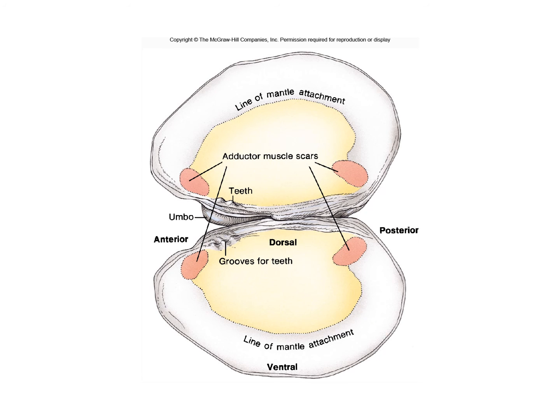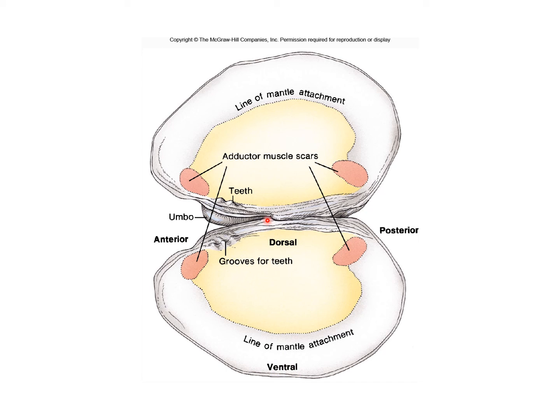So this is a diagram of a bivalve that's open, and we can see the two valves. We can also see the line of the mantle attachment on both of the valves. We can also see the adductor muscle scars that close the two valves. In this area here is the dorsal side of the animal, or top of the animal, near the hinge. And away from that is the ventral side of the bivalve.